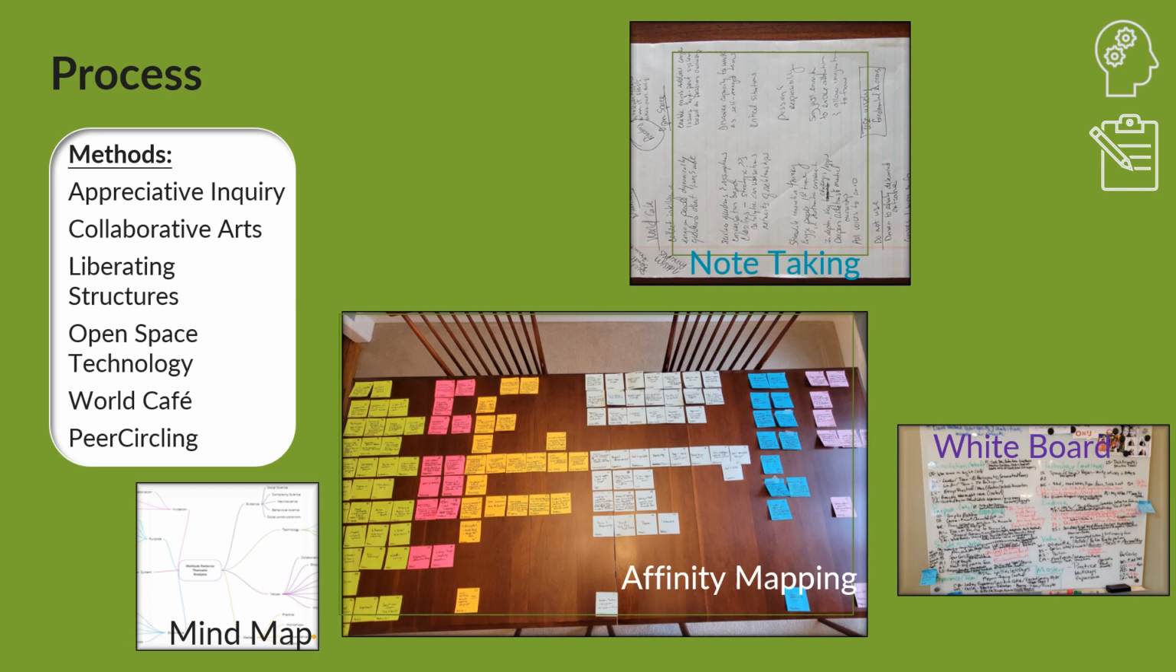So what was my process like? My process was first to embrace the methods that we were assigned. So Dr. Katie assigned us several methods: appreciative inquiry, collaborative arts, liberating structures, open space technology, and World Cafe. In addition to that, we were allowed to pick a method, and I chose peer spirit circling, or peer circling, as I have it labeled here on the chart.